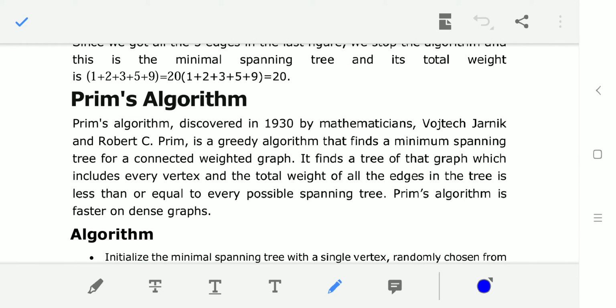And next is Prim's algorithm. Prim's algorithm, discovered in 1930 by mathematician Vojtěch Jarník and Robert C. Prim, is a greedy algorithm that finds a minimum spanning tree for a connected weighted graph. It finds a tree of that graph which includes every vertex, and the total weight of all the edges in the tree is less than or equal to every possible spanning tree. Prim's algorithm is faster on dense graphs.